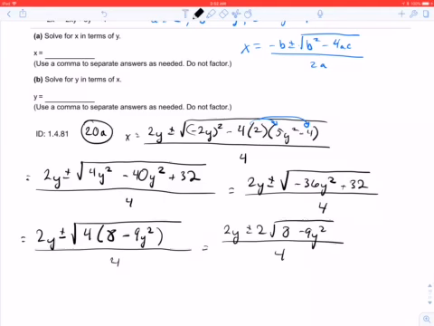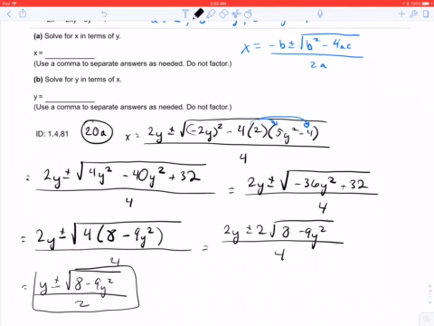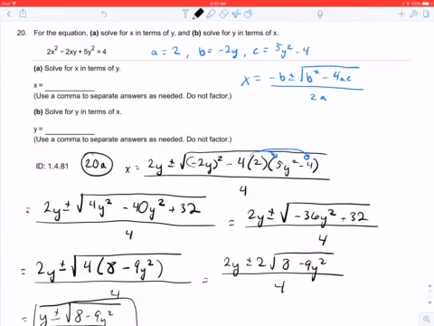So now everything is divided by 2. We get y plus or minus the square root of 8 minus 9y squared over 2. This is where I'm going to stop. Something squared minus something squared. You're still going to have a square root of 2 in there. Yeah, I'll leave it there. Let's solve for y in terms of x. So now we just need to be clear about our a, b, and c.